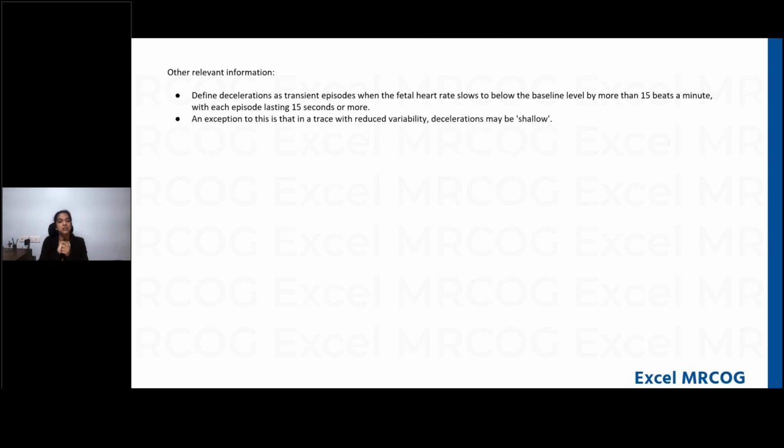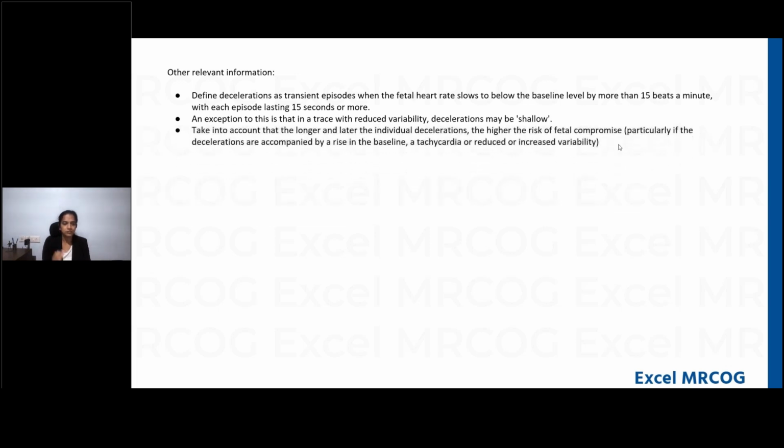So an exception is when there is low variability, the deceleration may be shallow. That means the fetus is so severely compromised that even the deceleration is not deep enough. I mean, the heart is basically contracting at a fixed rate. Okay, so the sympathetic system of the baby is compromised.